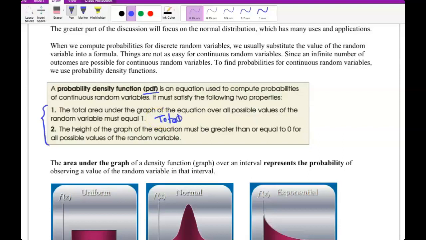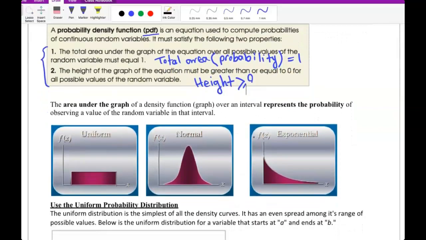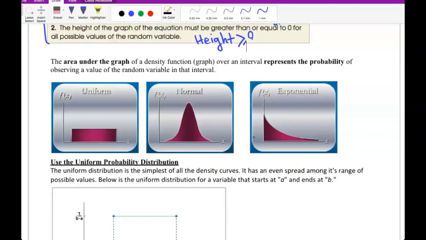So total area also means proportion and probability. So probability is equal to 1 or 100%. And here height is greater than or equal to 0. Okay, so the area under the graph of density function over an interval represents the probability.